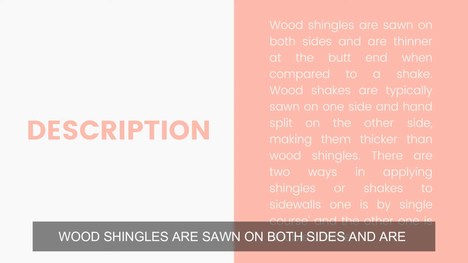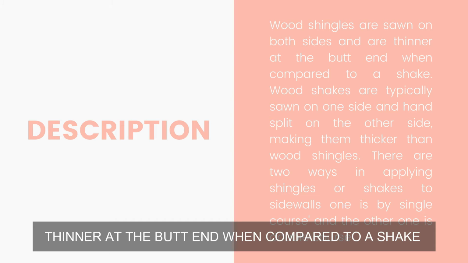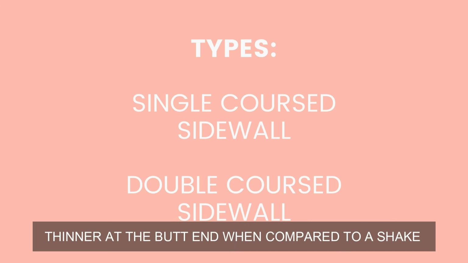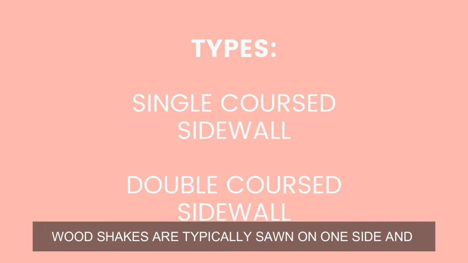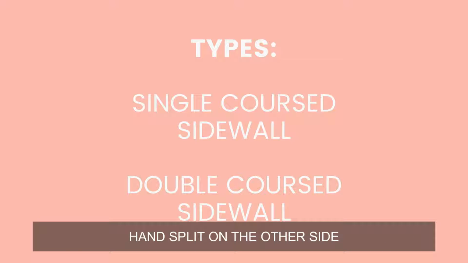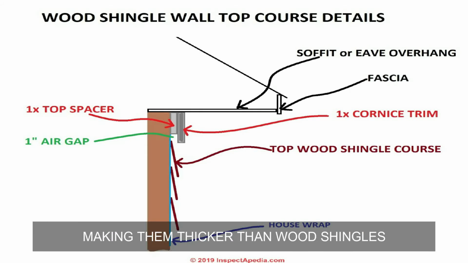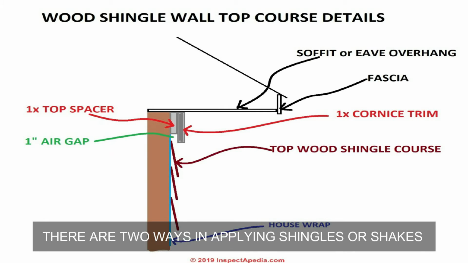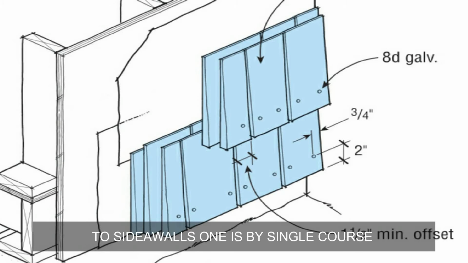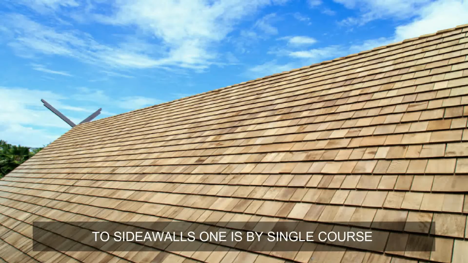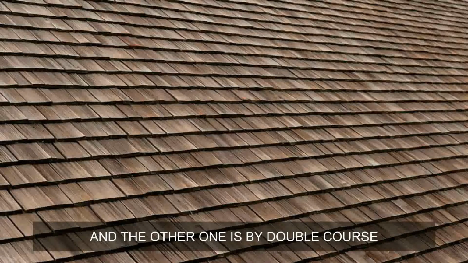Following that, we have the wood shakes and shingles. Wood shingles are sawn on both sides and are thinner at the butt end when compared to a shake. Wood shakes are typically sawn on one side and hand split on the other side, making them thicker than wood shingles. There are two ways of applying shingles or shakes to sidewalls. One is by a single course and the other is by double course.